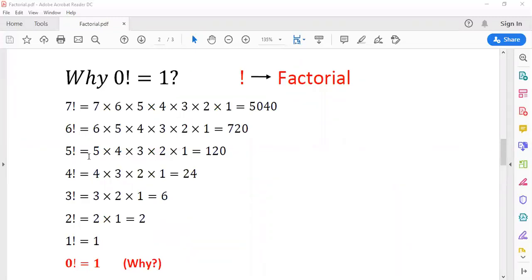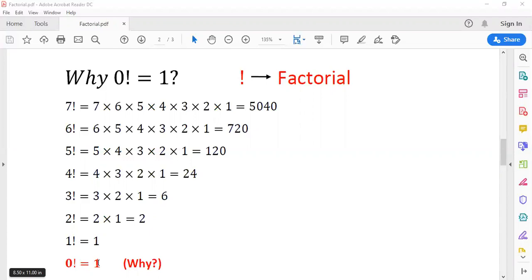So 5 factorial equal to 5 into 4 into 3 into 2 into 1. You will get 120. 4 factorial means 4 into 3 into 2 into 1. The result is 24. 3 factorial means 3 into 2 into 1. The result is 6. 2 factorial means 2 into 1. The result is 2.